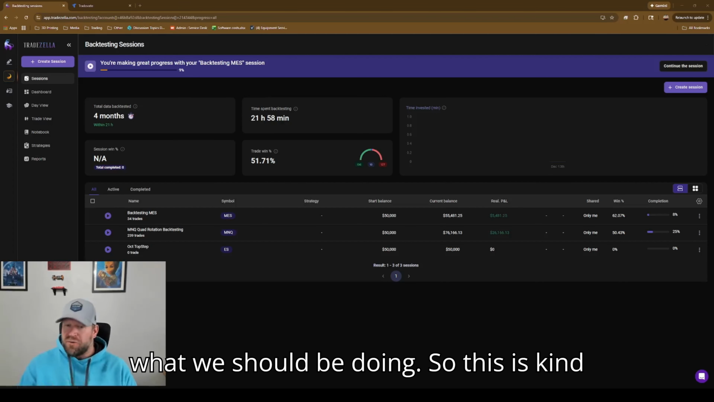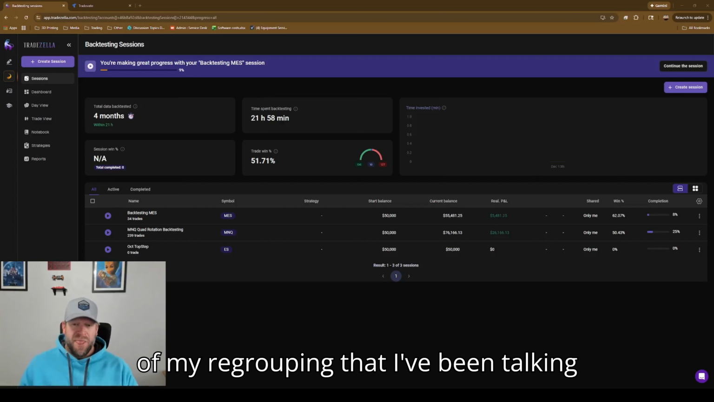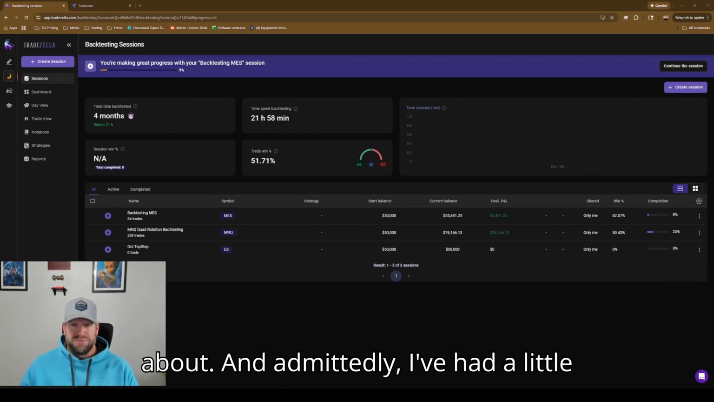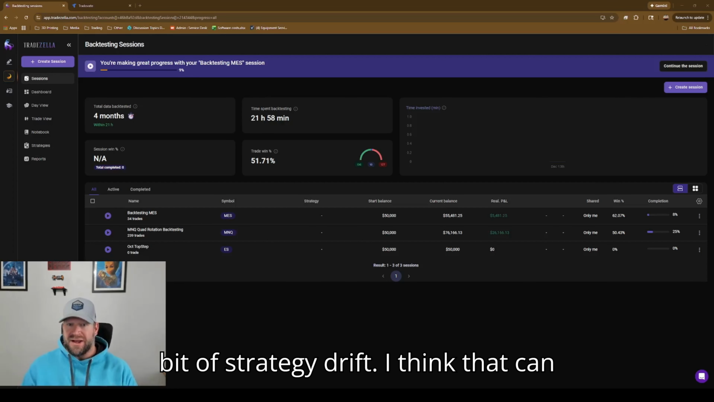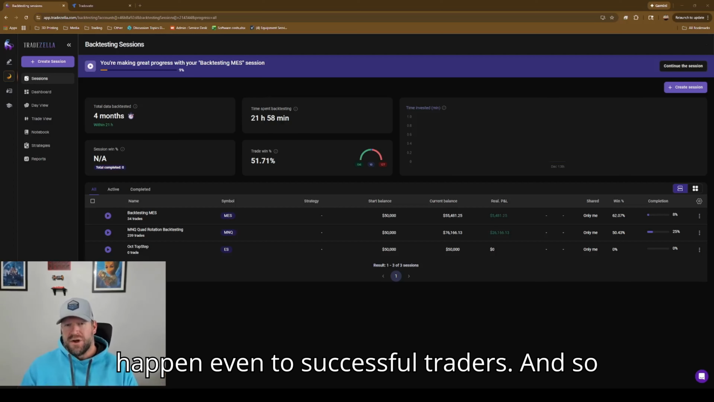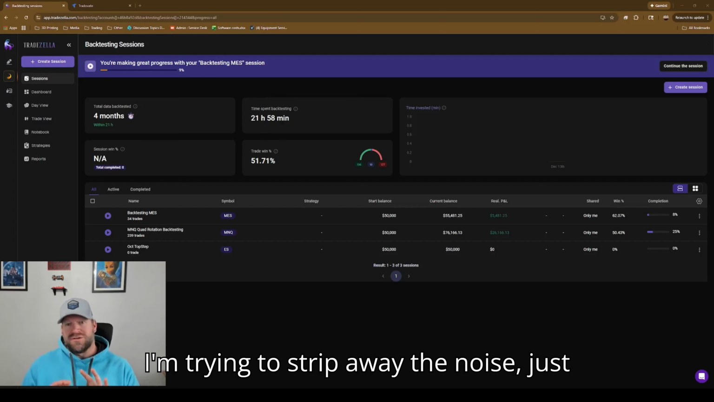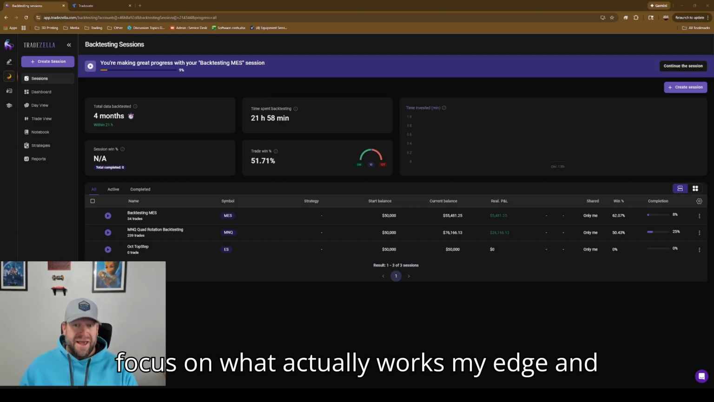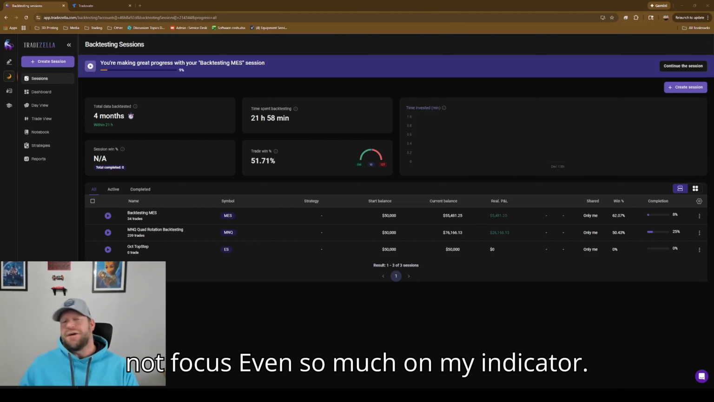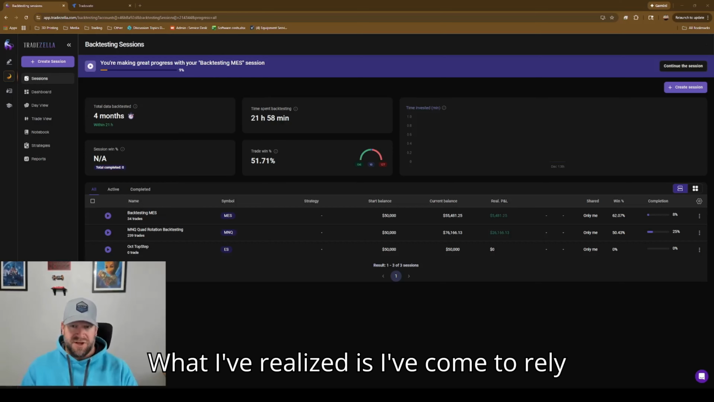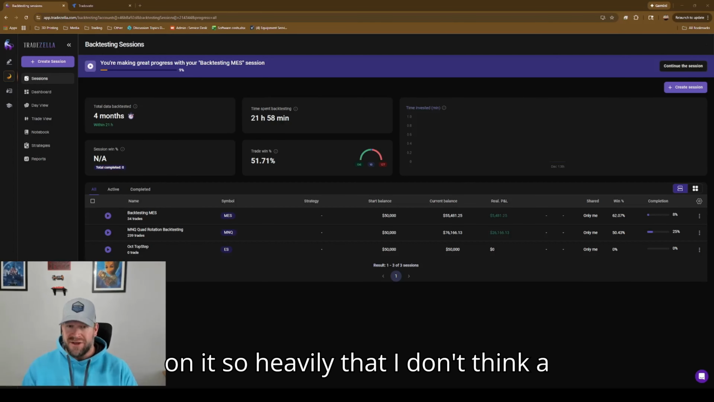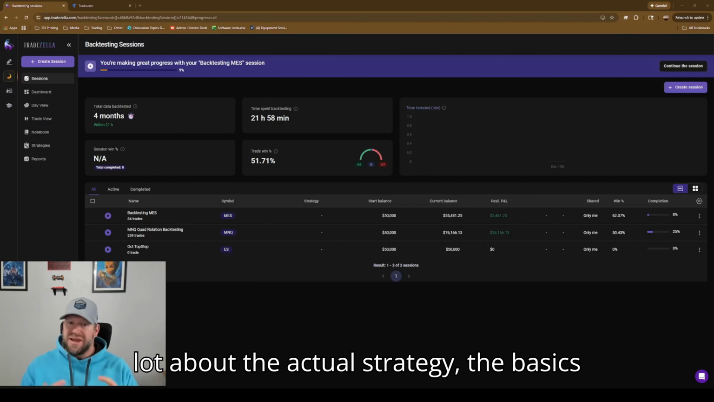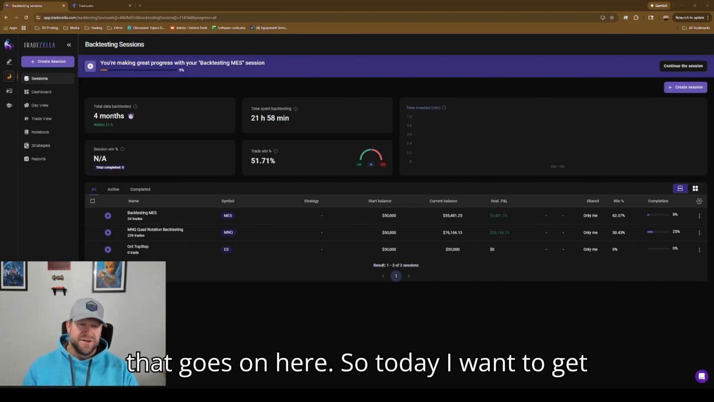So this is kind of my regrouping that I've been talking about. And admittedly, I've had a little bit of strategy drift. I think that can happen even to successful traders. And so I'm trying to strip away the noise, just focus on what actually works, my edge, and not focus even so much on my indicator. What I've realized is I've come to rely on it so heavily that I don't think a lot about the actual strategy, the basics that goes on here.